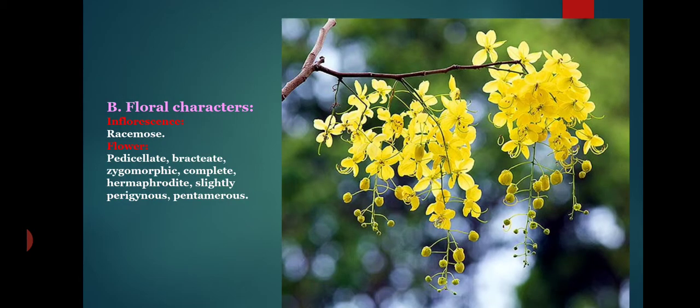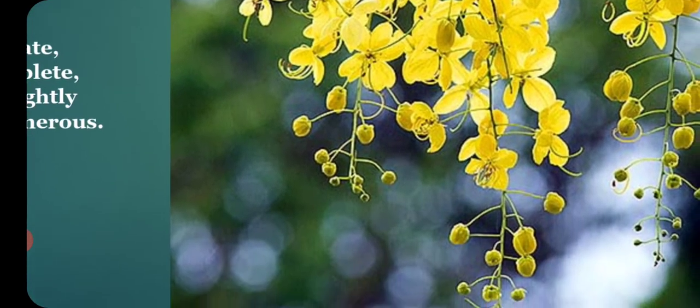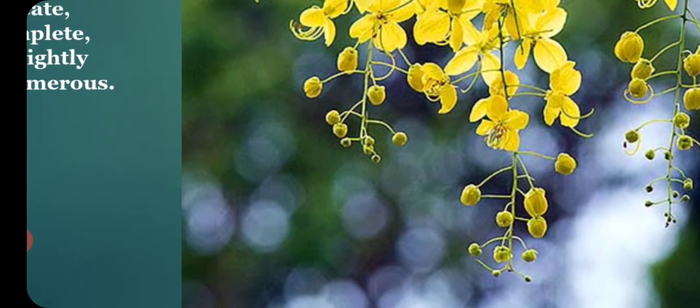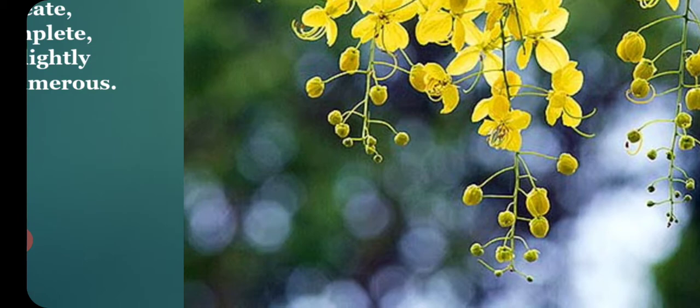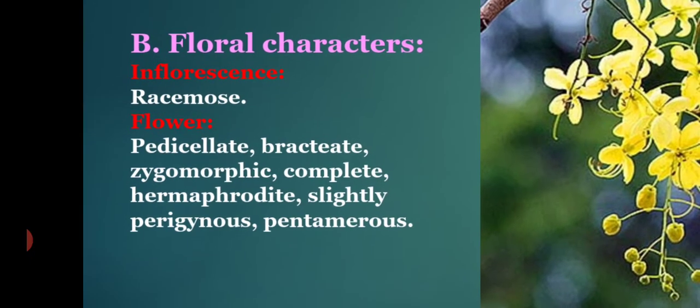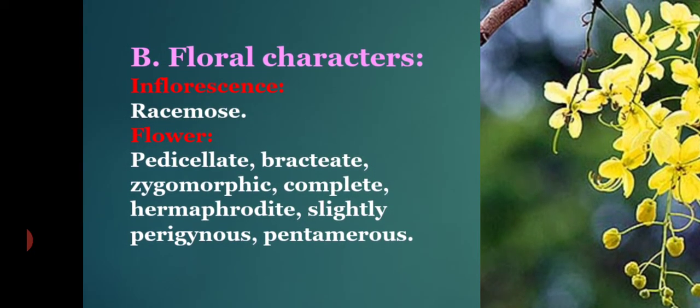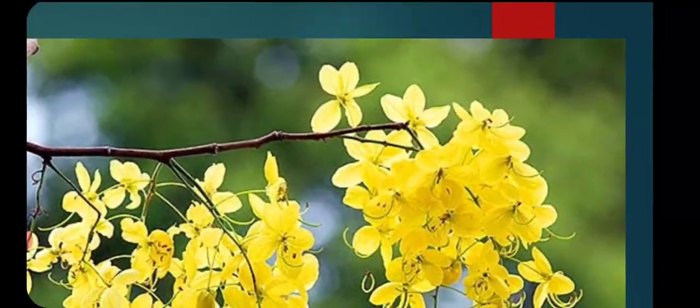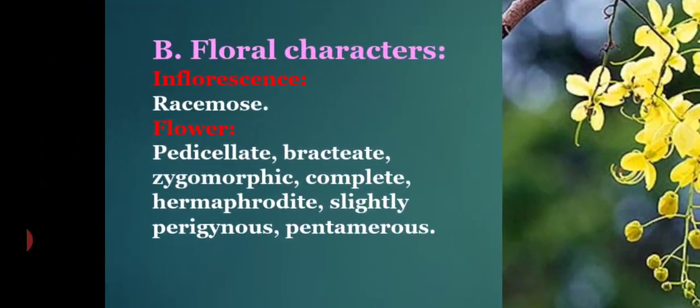And coming to the second part of our family study, that is floral characters. The inflorescence is generally racemose. Here we can see this racemose pattern. It is pendant type. You can see young flower buds are on the top. It is continuously growing. So it is the racemose type of inflorescence. And each flower, we can see here also, is pedicellate. It has a good pedicel, see, pedicellate.